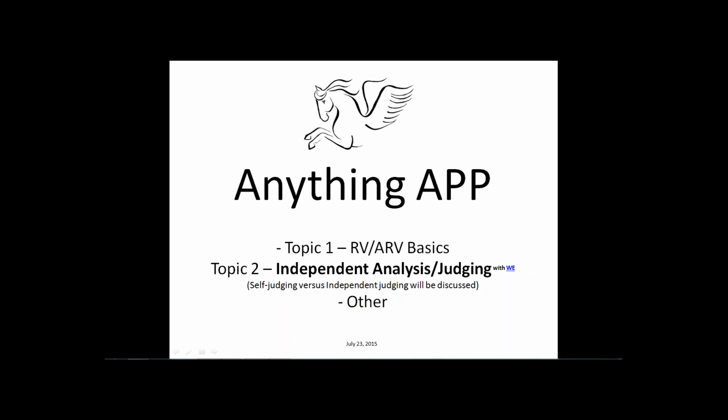This is another of our Anything app meetings. The focus today will be, first, RV and ARV basics. We have a number of new people who've joined us, and I've put together a tutorial on that, which includes both topic one and topic two, which gets to the judging portion. Topic one will focus on ARV from the perspective of the remote viewer. Topic two will focus on judging, independent and self-judging. So that's the plan for the next couple of hours.